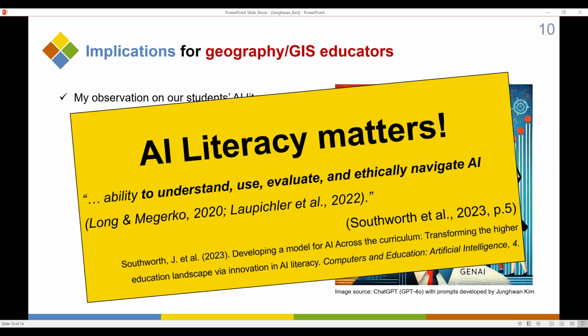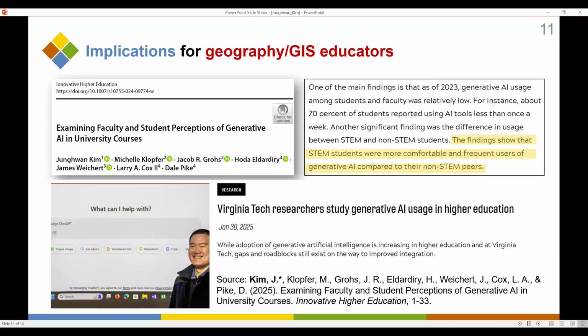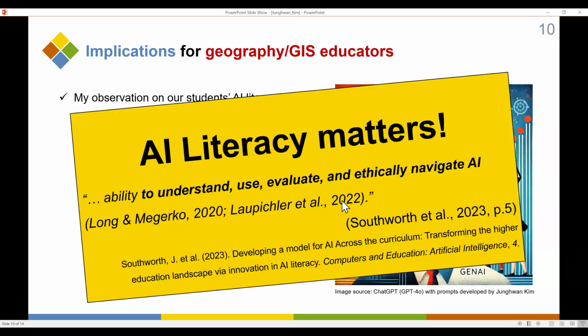Since AI becomes an important tool or technology in our society, industry, and research in general, it is becoming more important to enhance students' AI literacy. Here, the definition of AI literacy, according to Southworth and colleagues, is one's ability to understand, use, evaluate, as well as ethically navigate AI. So in this talk, I argue that our geography and GIS education should also incorporate learning outcomes and activities that can help students' AI literacy.